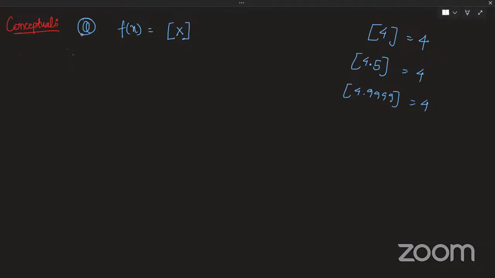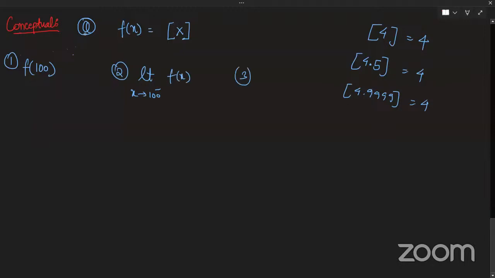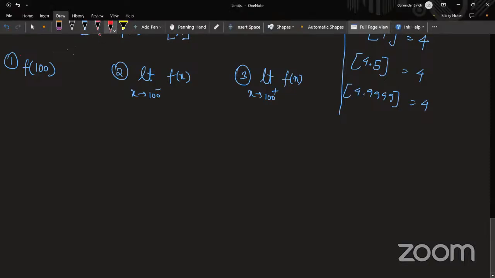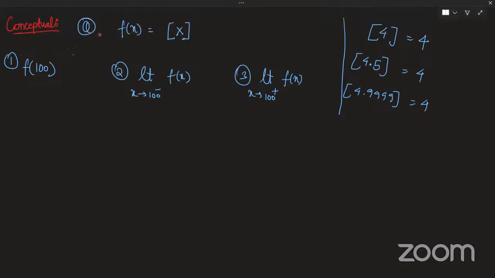Okay. So now I'm asking you three things. First of all, I'm asking you f of 100. Second thing, I'm asking you limit x tends to 100 minus f of x. Third thing, I'm asking you limit x tends to 100 plus f of x. Can you evaluate these things for me? Yes, sir.